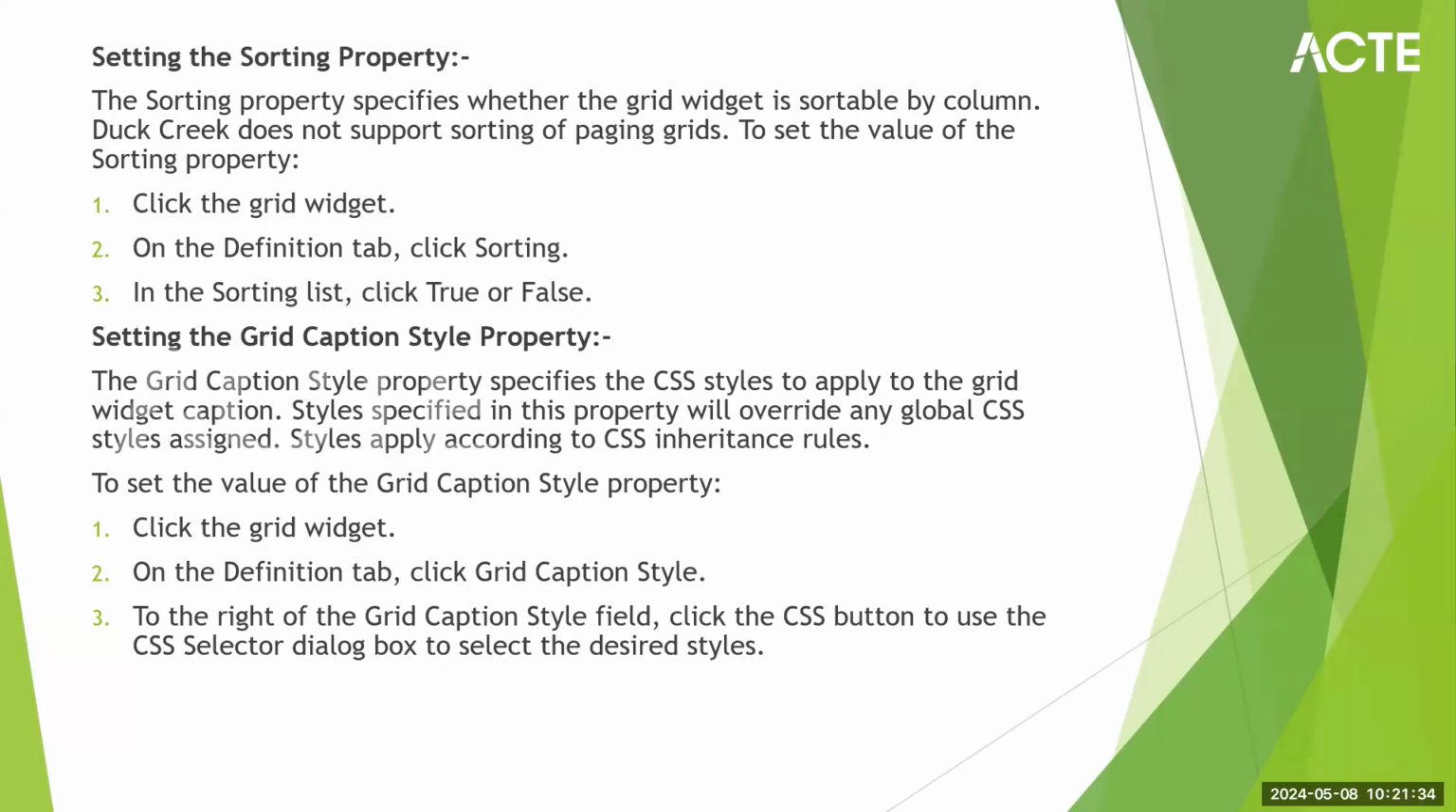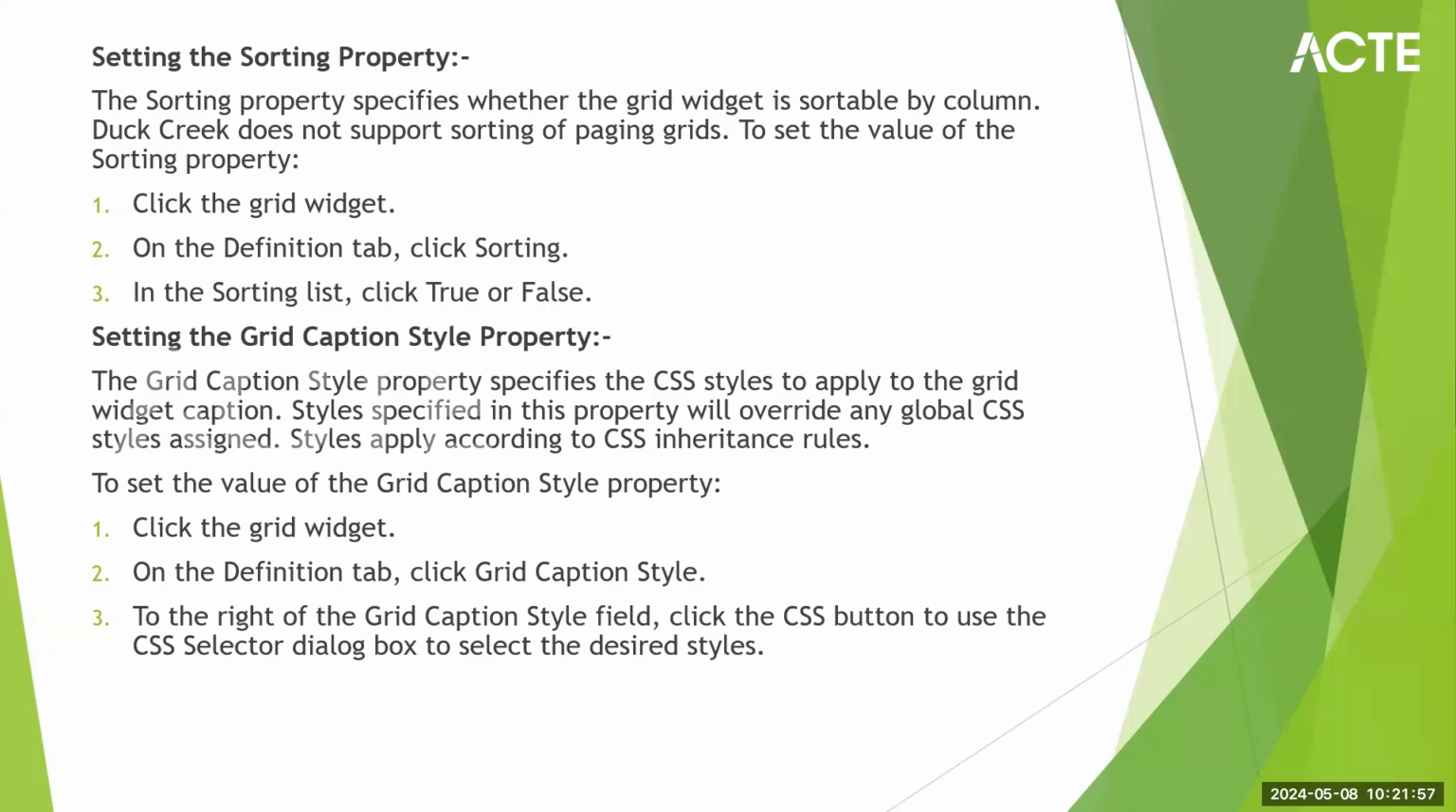Basically this grid wizard will be in the form of a table. Now you want to sort that particular column, so you need to use this particular grid widget property. Click on the grid widget on the definition tab, click sorting. In the sorting list, click true or false. True means it will sort, but false means it will not.